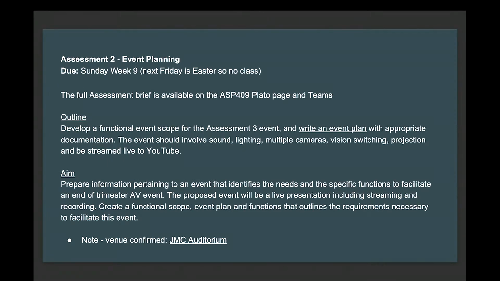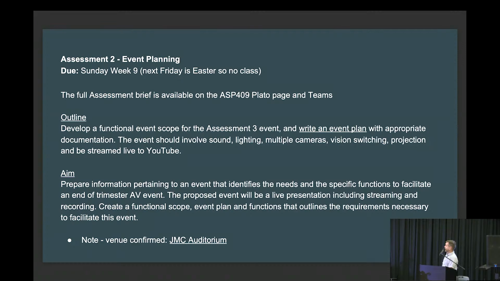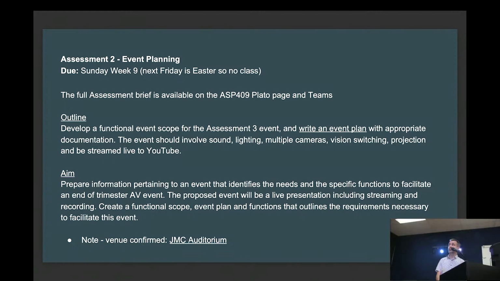So assessment 2 is due in week 9. The full assessment brief is available on Plato, as you know. The outline is to develop a functional event scope for assessment 3, the event which is going to be happening in week 12. So write an event plan with appropriate documentation. Vision switching projection, which is to be streamed to YouTube.